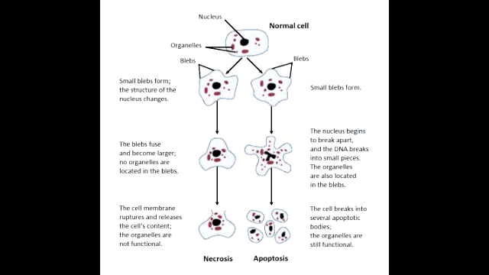Where is fibrinoid necrosis generally observed? Fibrinoid necrosis generally occurs in the blood vessels. Where does gangrenous necrosis commonly occur? Gangrenous necrosis commonly happens in the limbs and in the GI tract.